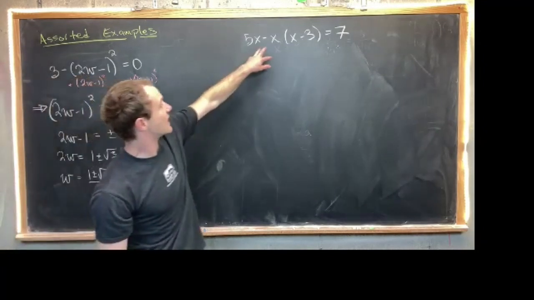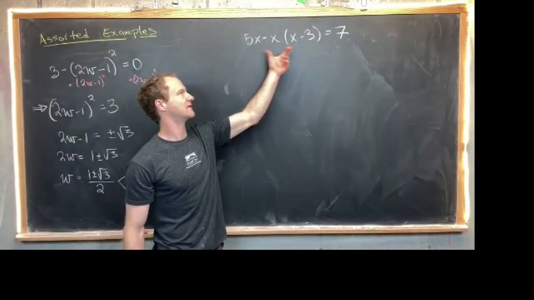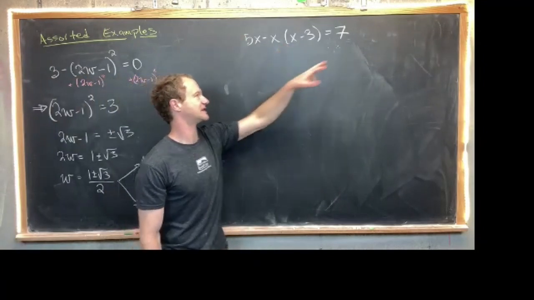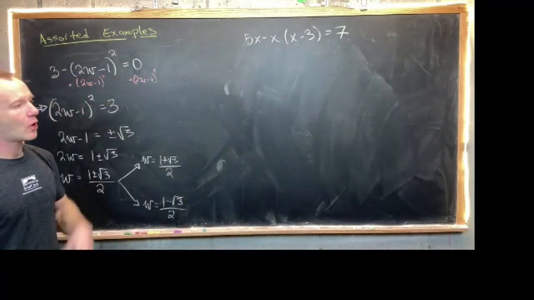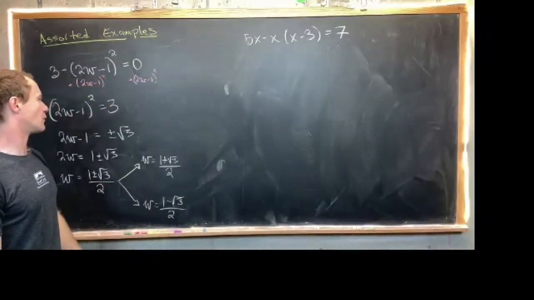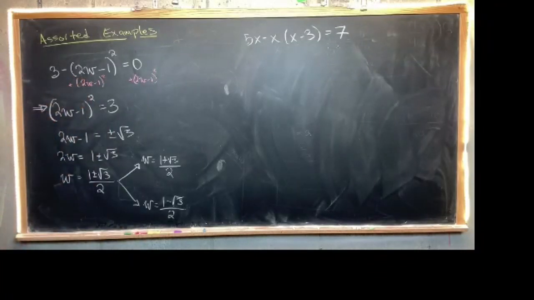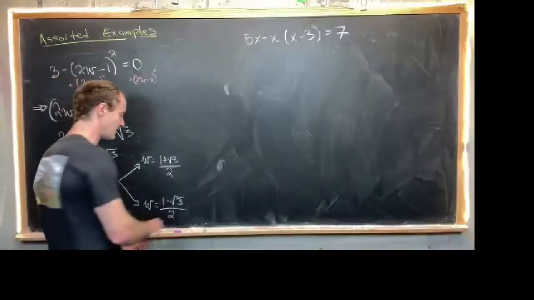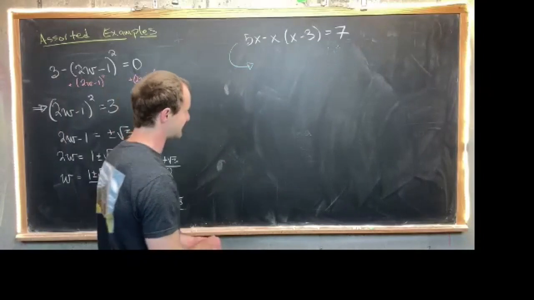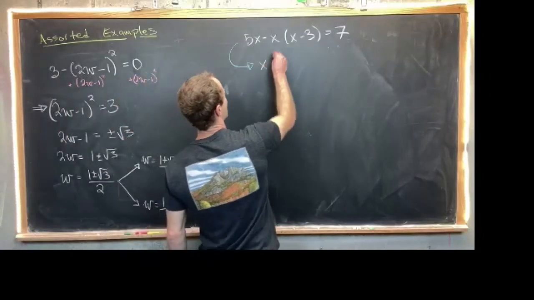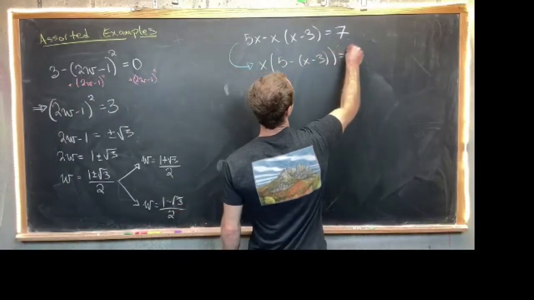we could factor an x out of the left-hand side, but notice that's going to give us a product of some stuff on the left-hand side equals 7. But that's not super helpful. The only way to solve these is to get 0 on one side of the equation, or have some nice setup like this, but that isn't going to help. Let's reiterate this real quick. We could factor an x out of the left-hand side. That's going to leave us with x times (5 minus (x minus 3)) equals 7.